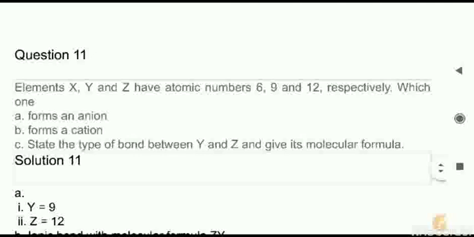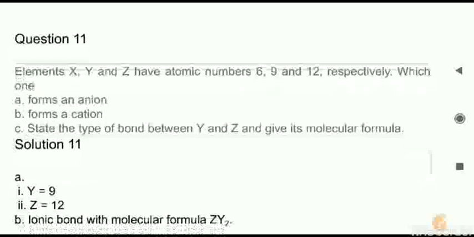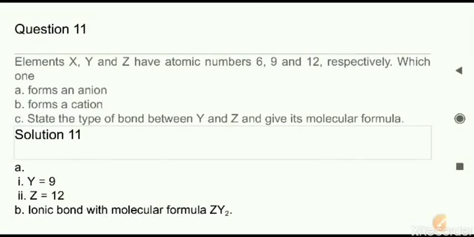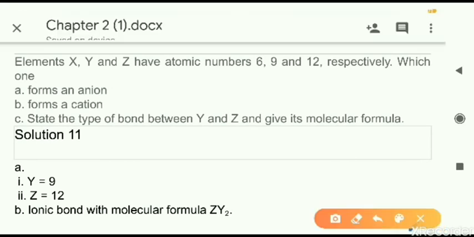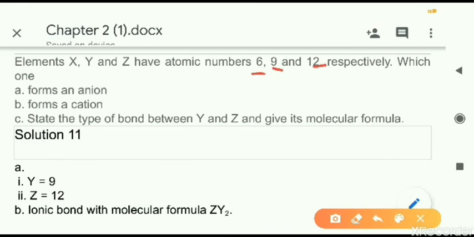Next, question 11. Elements X, Y and Z have the atomic numbers 6, 9, 12. Which one forms an anion, and which forms a cation? And in the third part, you have to tell the type of bond between Y and Z. So you can see the atomic number and tell which one forms a cation and which forms an anion. By this you can form the electronic configuration.